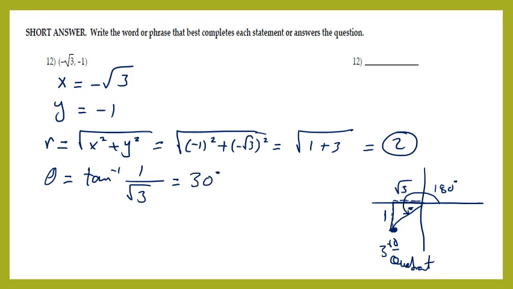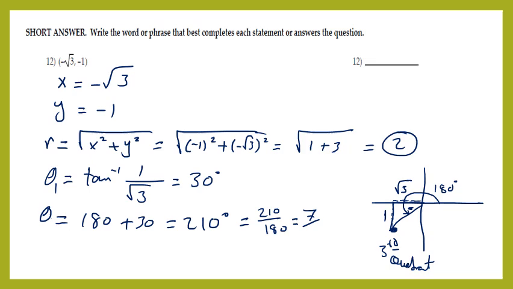So the required angle, we can call this one theta 1. And the required angle is 180 plus 30, which is 210. So what is the angle? It is 210. If I want to change it into pi, it's 210 divided by 180, so it's equal to 7 over 6 pi. So the answer is 2 and 7 over 6 pi.